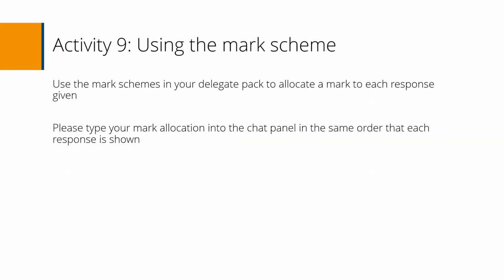Okay. So we're going to have a go at using mark schemes to allocate a mark to each response given. We'll type your mark allocation in the chat panel in the same order each response is given. So we're going to do some examples. Let's look at the first example in the delegate booklet, if I can find it on here. Here we go. Please type your mark allocation to the chat panel in a minute.